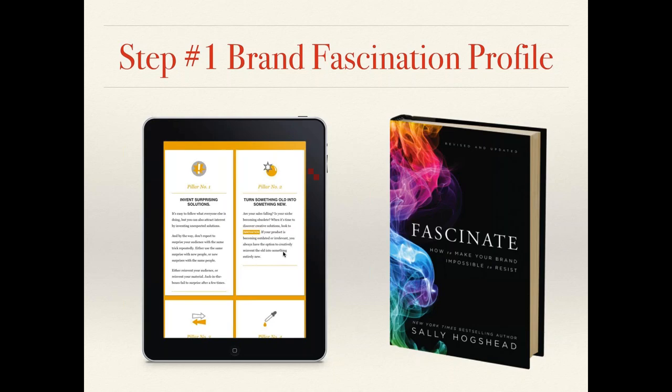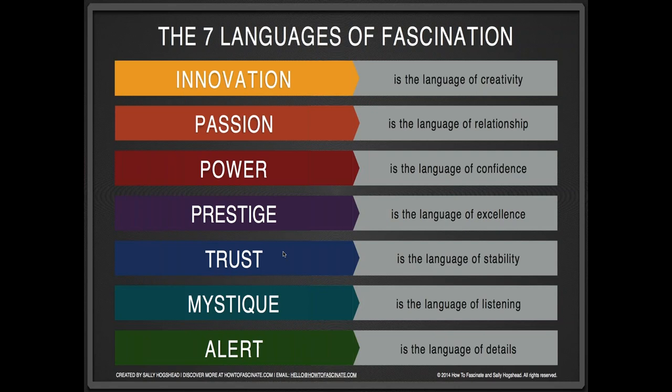So whenever I encounter an MSME, I try to ask them first to create a brand fascination profile. You can go to brandfascination.com to take this test. So usually all of the MSMEs have to take a brand fascination profile test. And then from the brand fascination profile, I will be able to find out what is their brand's fascination advantage. Are they innovation, passion, power, prestige, trust, mystique, or alert?